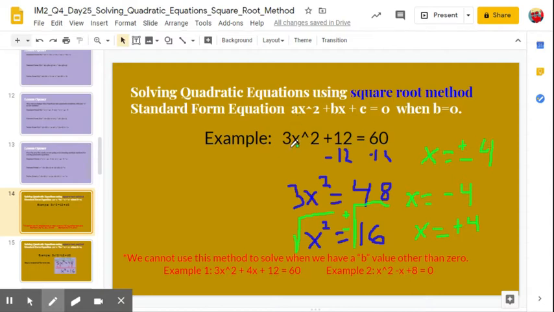So you substitute 4 for x. Remember your order of operations. 4 squared, 16. 16 times 3, 48. 48 plus 12, 60. 60 equals 60? Check. All right, try -4.